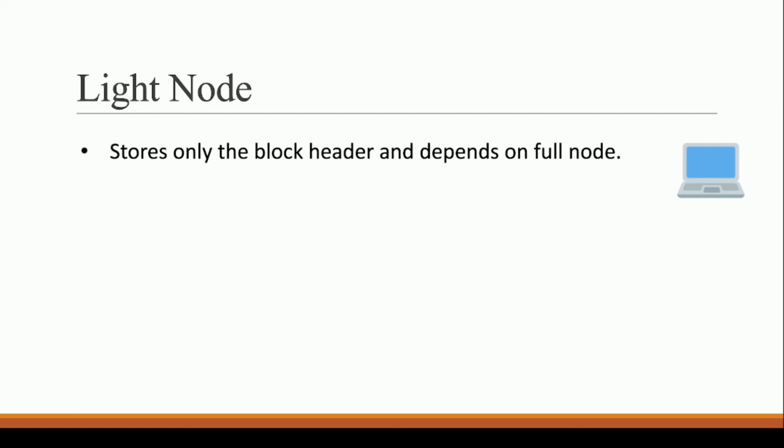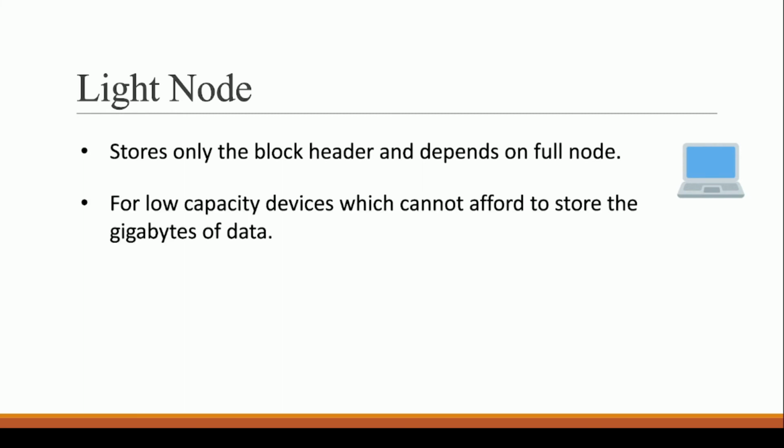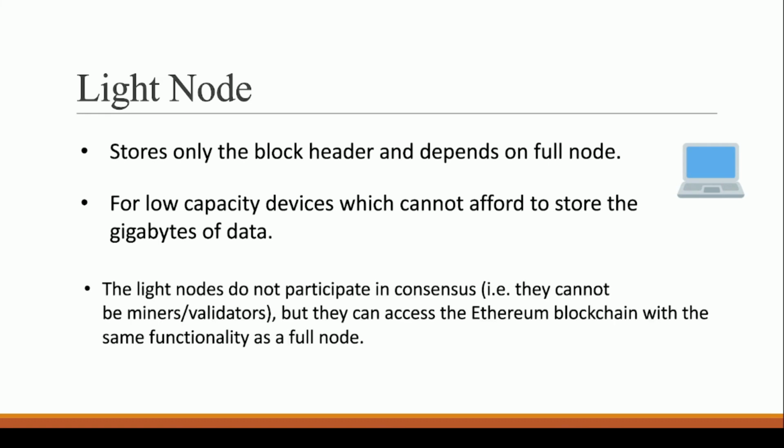Whatever transactions are happening, if it wants to know about a transaction, it has to request it from the full node. It is very good for low capacity devices. So let's say you have a system without good storage, and your internet is not that good. In that case, you can become a light node, and by becoming a light node, you can do transactions on the Ethereum blockchain. Definitely you cannot become a validator or a miner by using a light node.